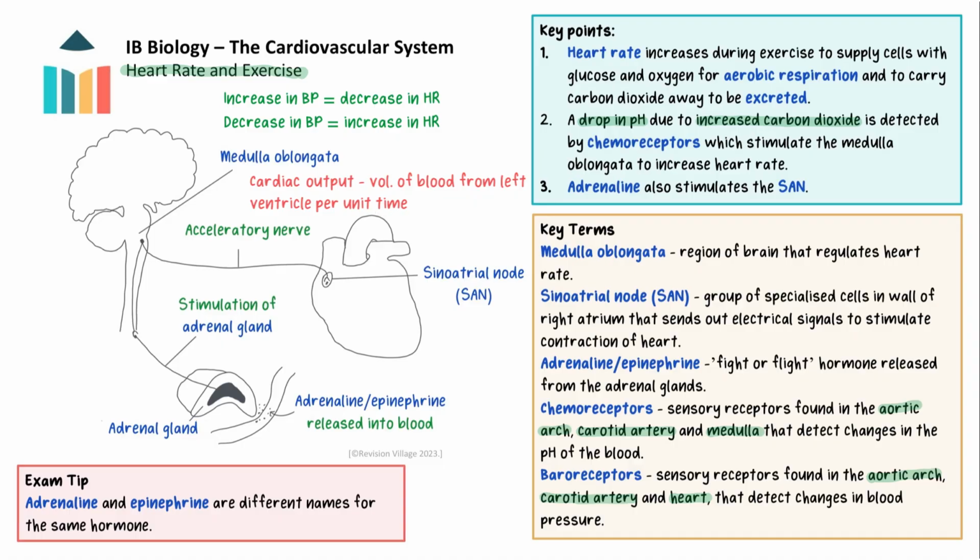With the anticipation of exercise, the medulla oblongata also stimulates the adrenal glands to release adrenaline, also known as epinephrine. Adrenaline is the fight or flight hormone, and it also stimulates the sinoatrial node to increase the rate at which it sends out electrical signals, thereby increasing heart rate and preparing the body for physical activity.